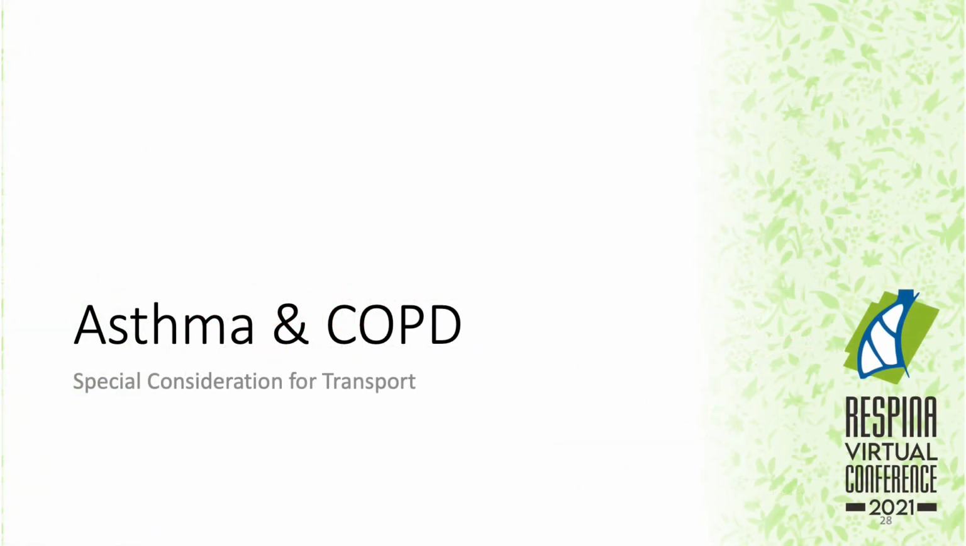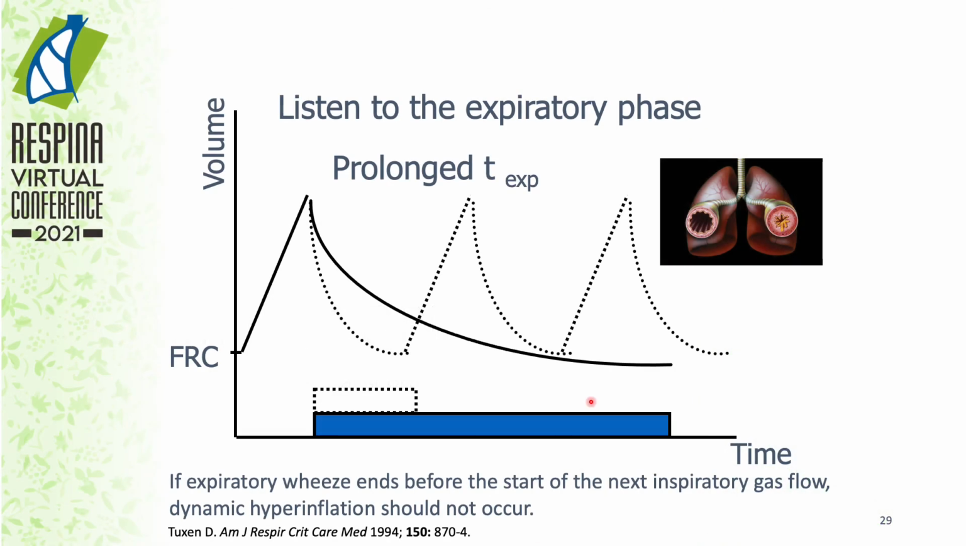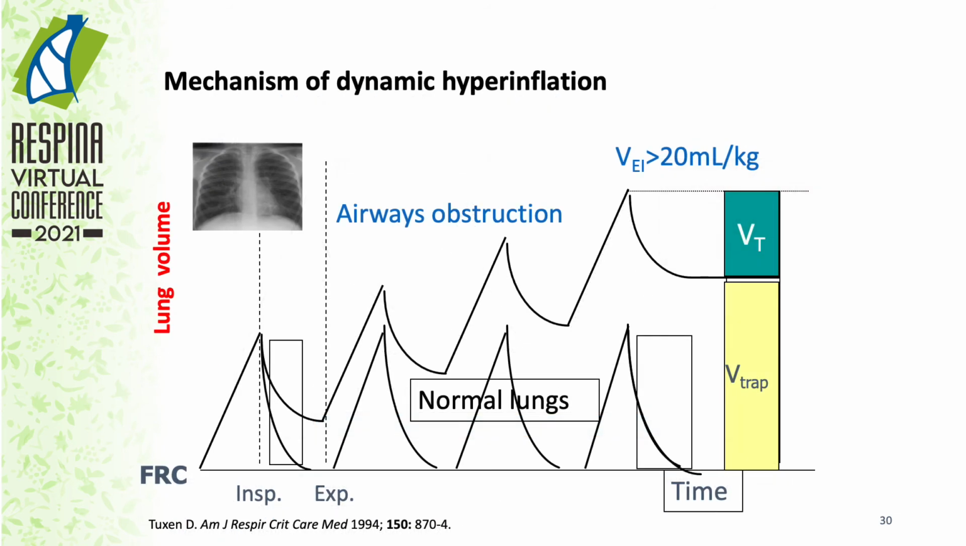And for asthma and COPD patients, listen carefully for expiratory wheezes. If expiratory wheezes end before the start of the next inspiratory gas flow, dynamic hyperinflation should not occur. On the contrary, if inspiration with mechanical ventilation starts before full expiration, dynamic hyperinflation will occur. The air will be trapped in every cycle of breathing.